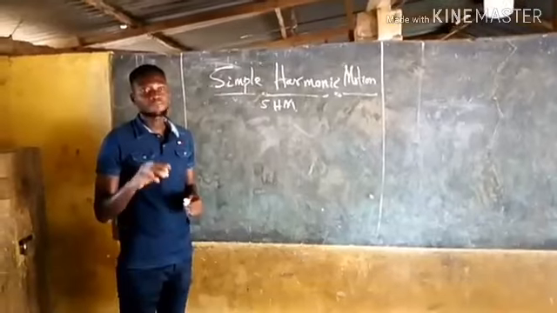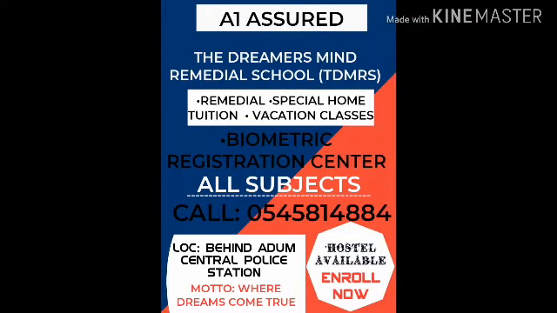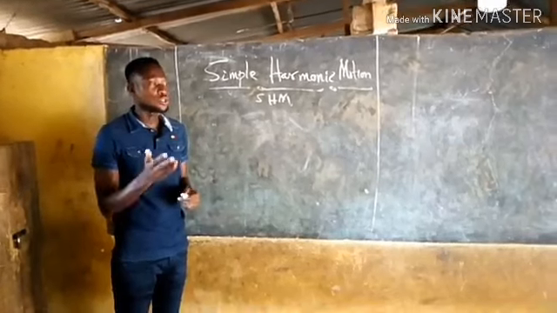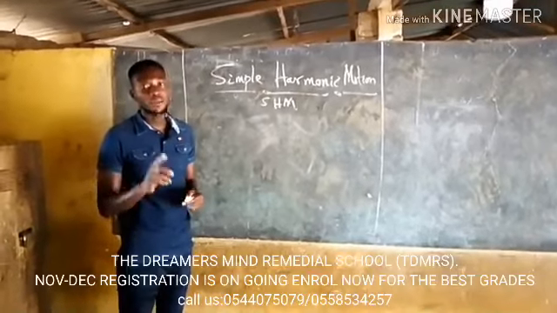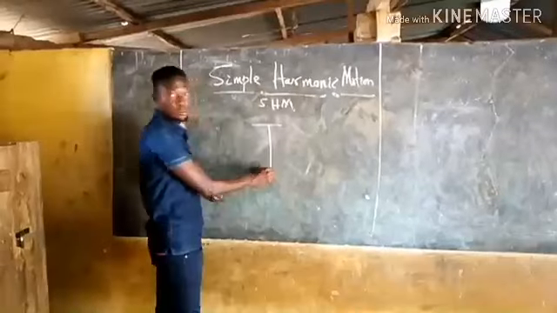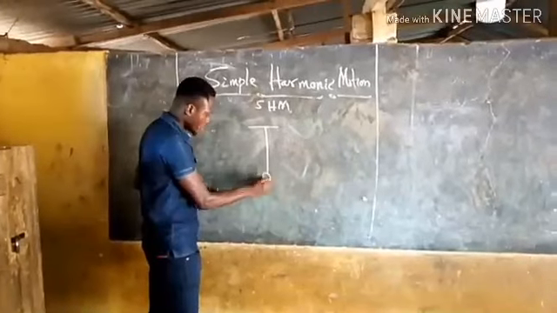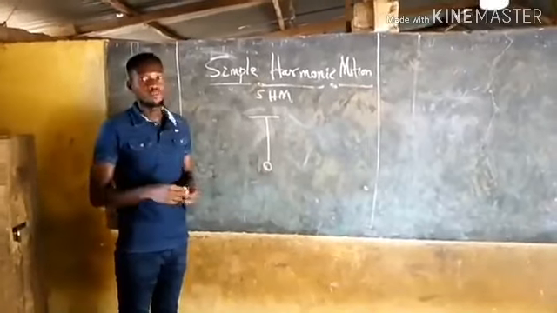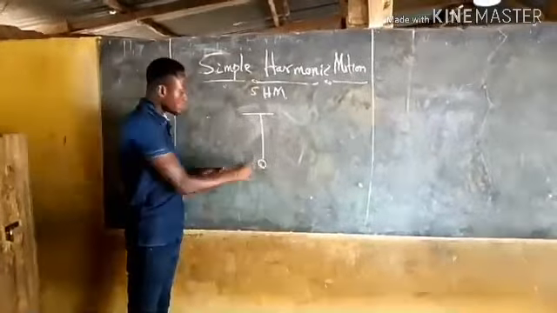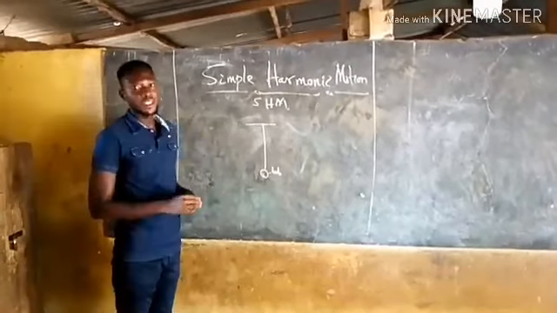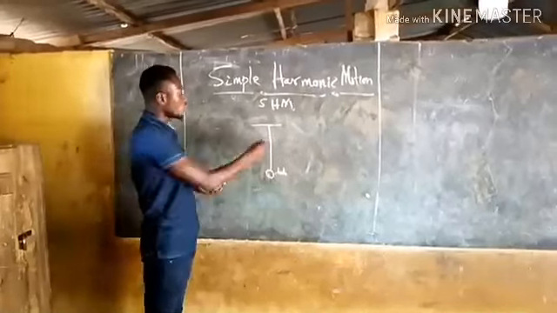Now let's look at the various equations under simple harmonic motion. So let's consider this as a simple pendulum ball. For simple harmonic motion to take place, there should be an oscillating mass. So this ball is the oscillating mass, which is tied to a string or a thread.